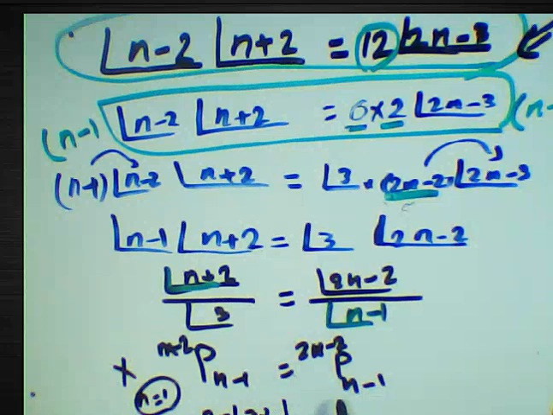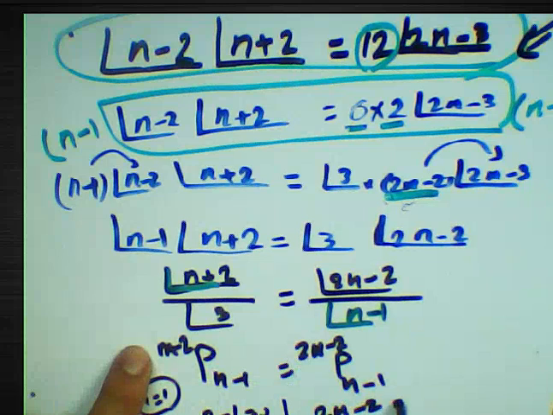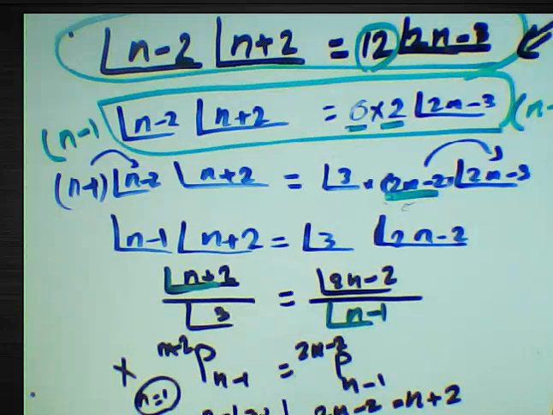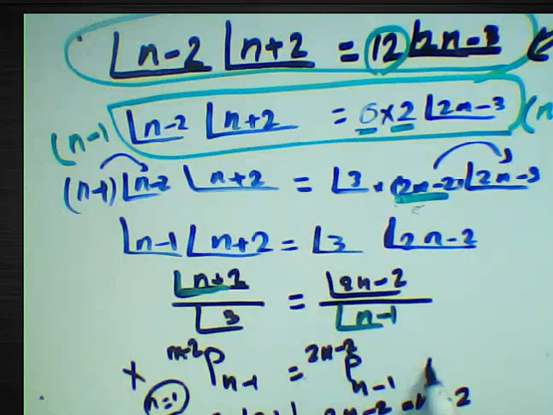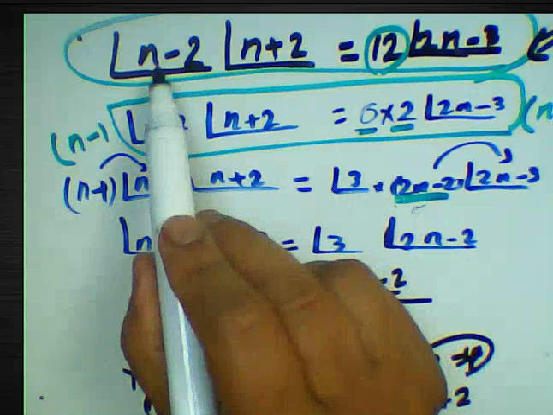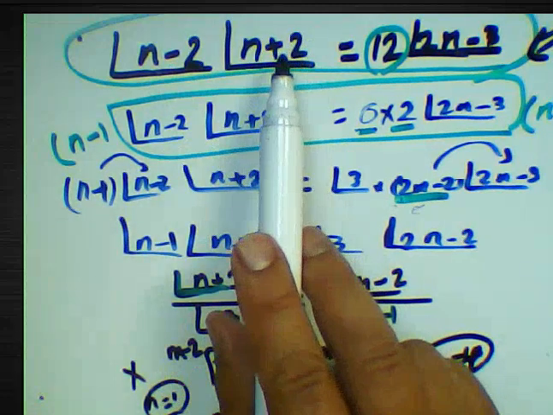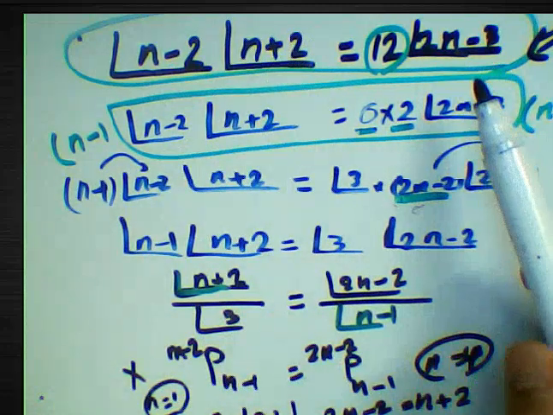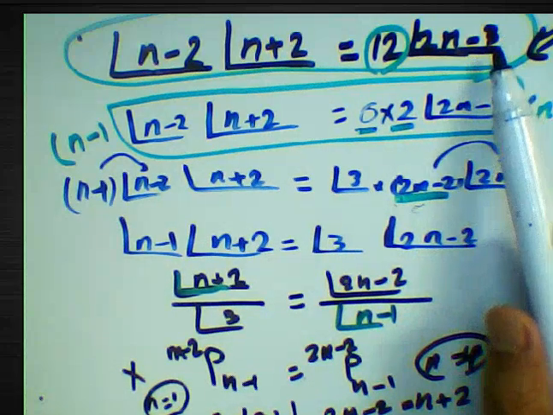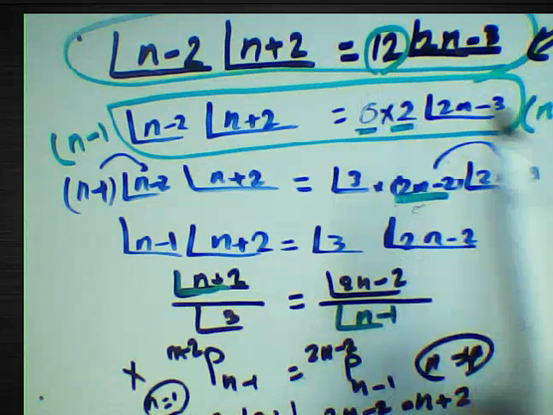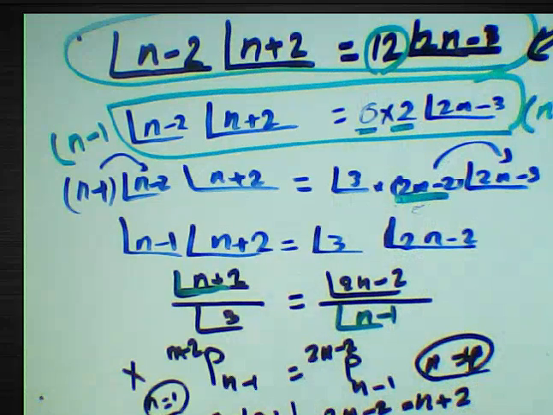But here we can write 2n minus 2 equal to n plus 2, and then n will be equal to 4. We put 4 here. It will be factorial 2 and factorial 6, and here 2 times 4 equals 8, 8 minus 3 equals 5, factorial 5, multiplied by 12. So the result will be n equal to 4. n will be equal to 4 in this example.